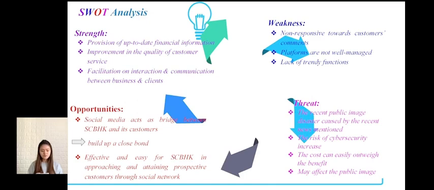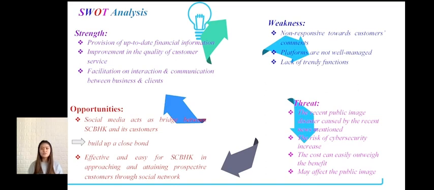First, the responsiveness towards customer comments is relatively low. Second, the online platform seems to be not well managed. Third, there is a lack of trendy functions to attract customers.